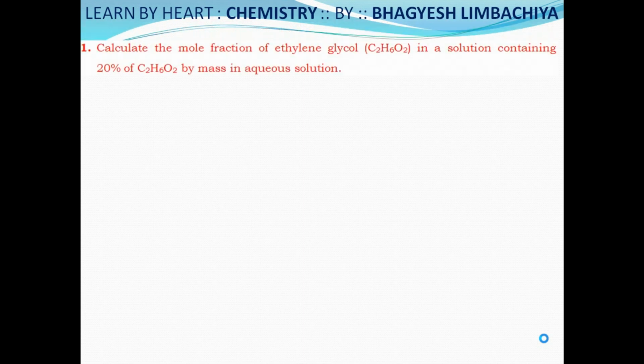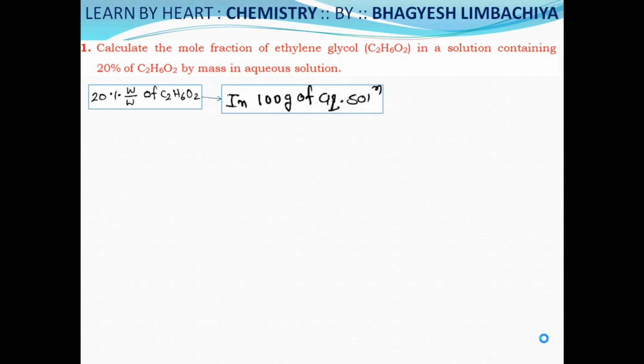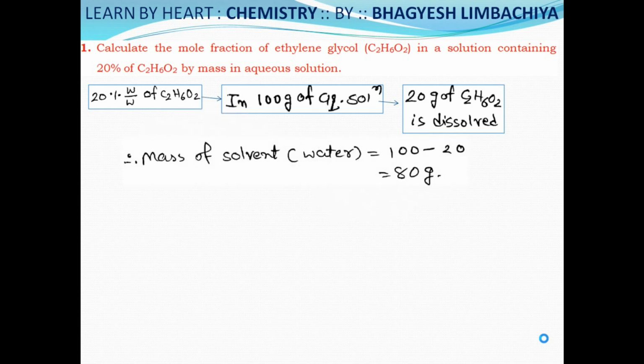In the first numerical you are given 20% C2H6O2 by mass, and you are asked the mole fraction of ethylene glycol. First of all, 20% W/W C2H6O2 is given to you. It means in 100 gram of aqueous solution, 20 gram of C2H6O2 is dissolved. So the mass of solvent is the subtraction of the mass of solute from the mass of aqueous solution. So it will be 80 grams.